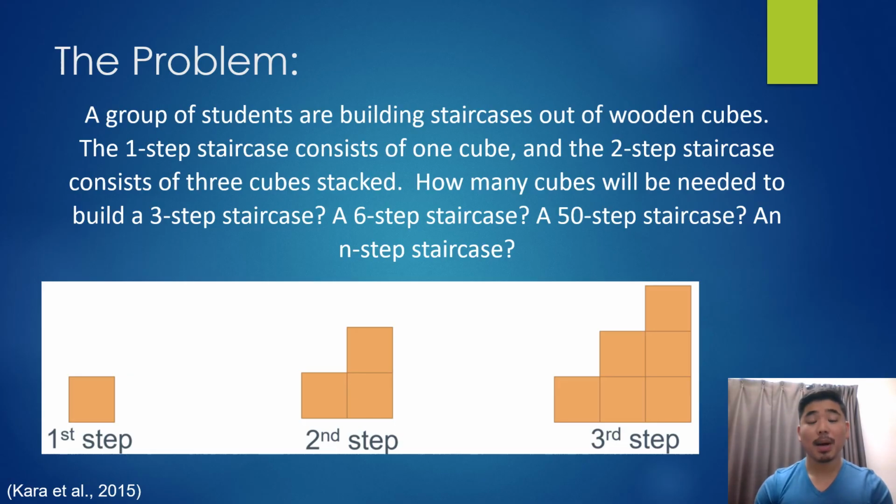So the staircase problem is created by Carl 2015, and it presents itself as a group of students who are trying to build a staircase out of wooden square blocks. Now, the first step staircase is shown here as one cube. And the second step staircase is shown here as 3 stacked cubes. Well, how many will be needed to build a 3-step staircase, or even a 6-step staircase? Or how about as far as a 50-step staircase?